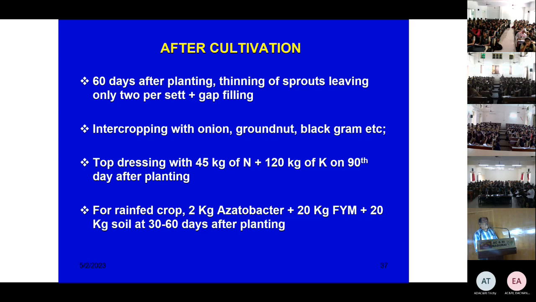As well as for rain-fed crop, the biofertilizer Azotobacter 2 kg along with farmyard manure 20 kg and soil 20 kg completely mixed well is applied to the plant 30 to 60 days after planting. Next.